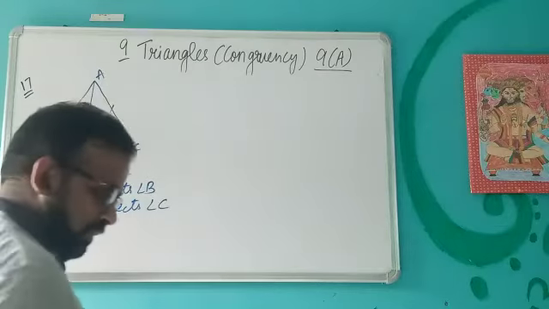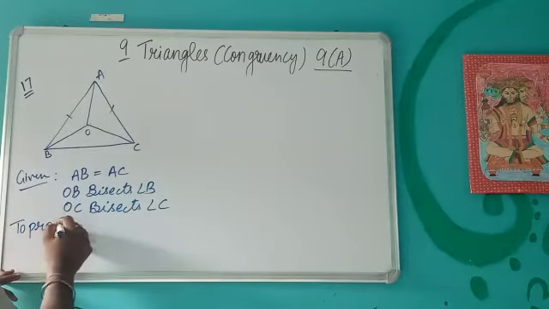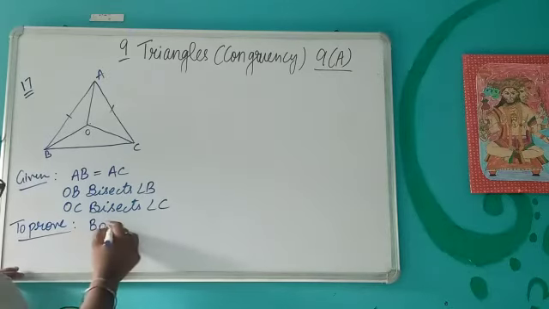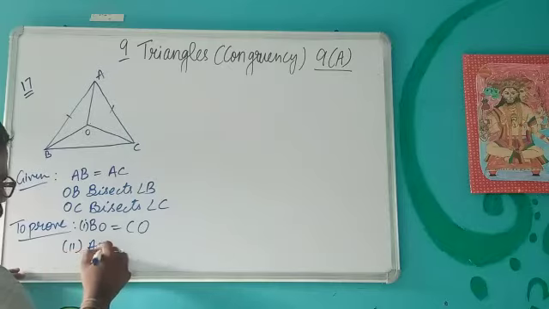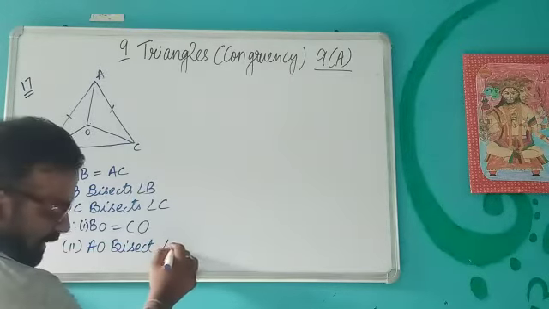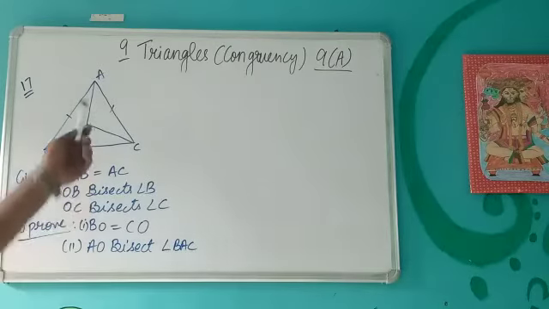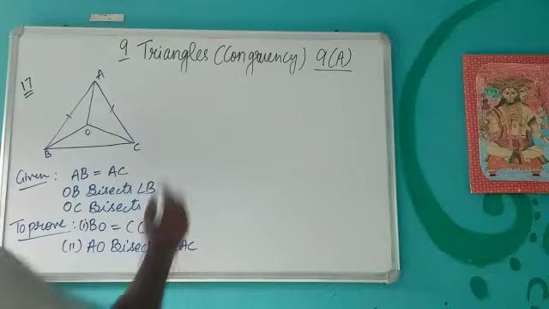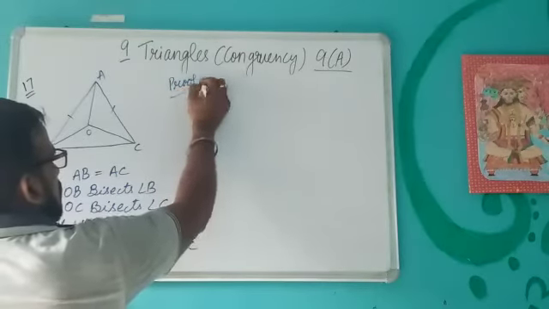So in this, what do we have to prove? To prove that BO equals CO. First this we have to prove. Then we have to prove that AO bisects angle BAC. Okay, so we have to prove this. OA is also a bisector. Now let's first discuss this problem.